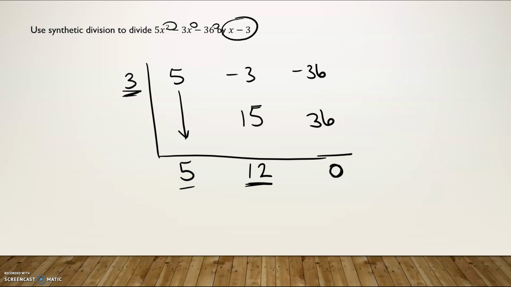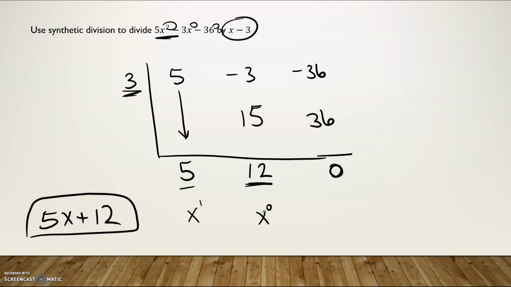Okay. Notice how this started at x squared. Well, now I'm going to start at x to the 1, and this is going to be my constant. You could say x sub 0. So my answer would be 5x plus 12. That'd be my answer. And this right here would be the remainder.